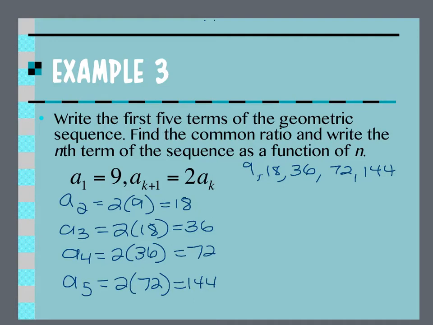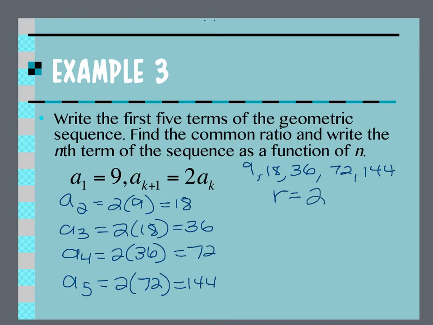All right, so first 5 terms in the sequence. This is a recursive one, right? So I would take 9 and I would multiply by 2, get 18. Take 18, multiply by 2, get 36. 36, multiply by 2, get 72. 72 times 2, 144. So the first 5 terms in the sequence are 9, because that's the first one they gave me, 9, 18, 36, 72, and 144. What's the common ratio?